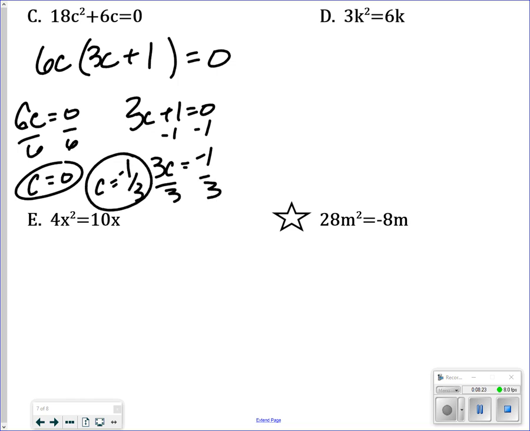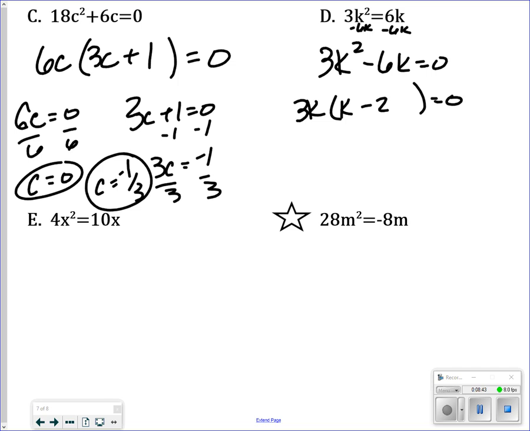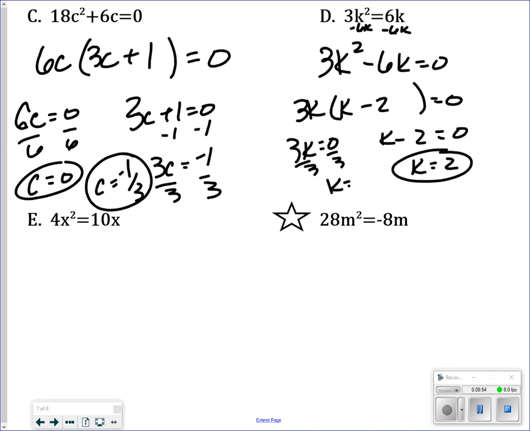So the next one's the first time it doesn't equal 0. I always like to keep my lead coefficient or my highest number as positive. So I went ahead and subtracted 6k to move everything to the left-hand side. Then take out the GCF. They're both divisible by 3 and a k. So I divide by 3 and take away a k. Once I have it in factored form, set the factors equal to 0 and solve.